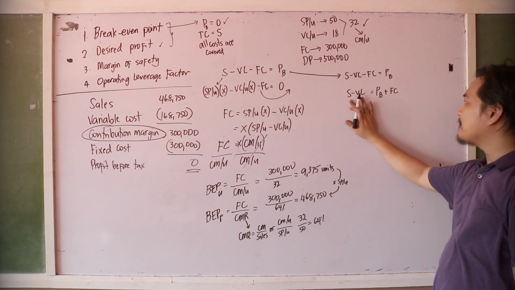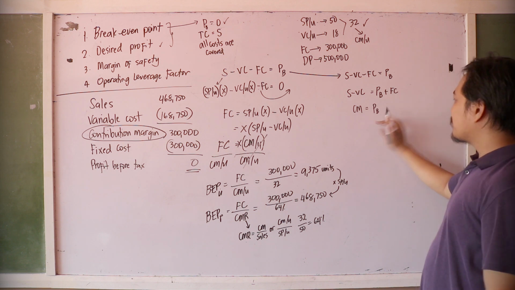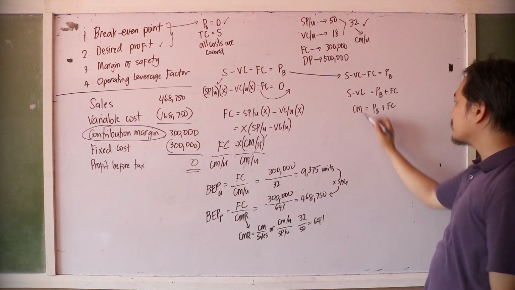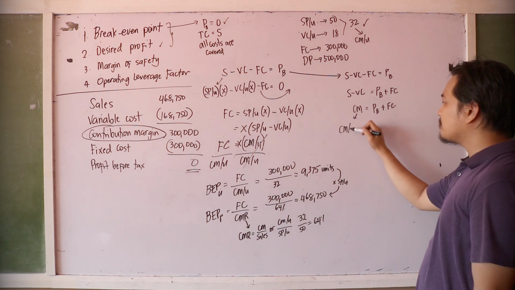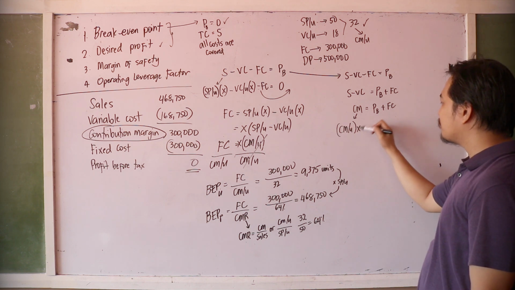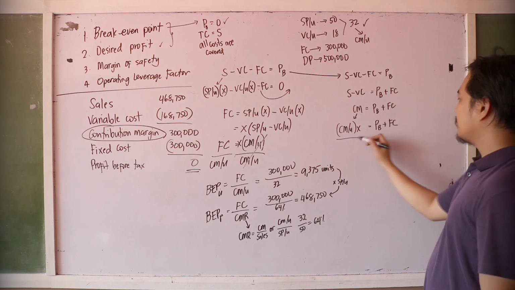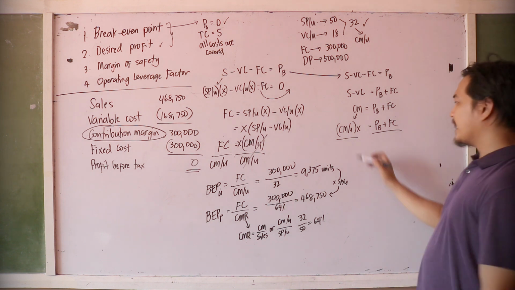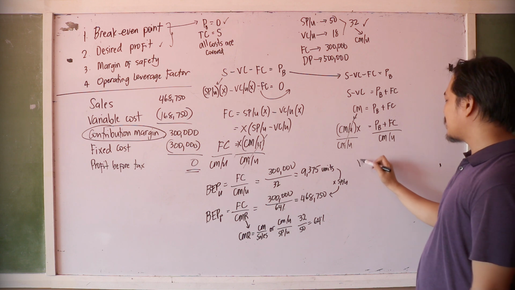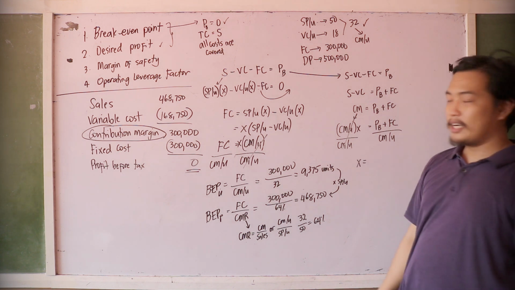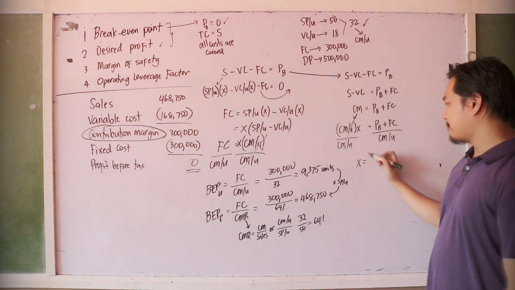Alam natin na yung selling price minus variable cost is equal to your contribution margin is equal to profit before tax plus fixed cost. Ito, yung total contribution margin natin is a product of your contribution margin per unit times the number of units sold. So that is equal to your profit before tax plus fixed cost. Division property of equality again, divide both sides by contribution margin per unit. Makukuha natin yung number of units required for us to sell at a certain desired or target profit.